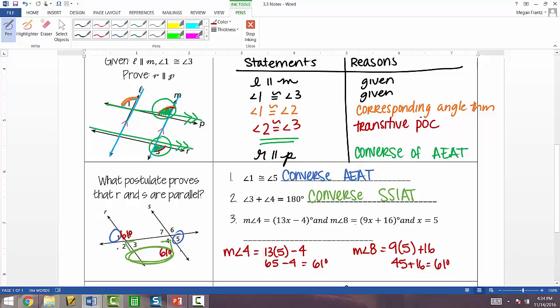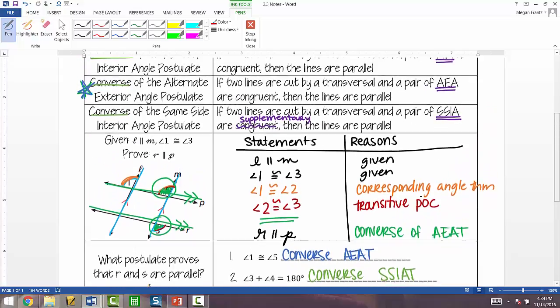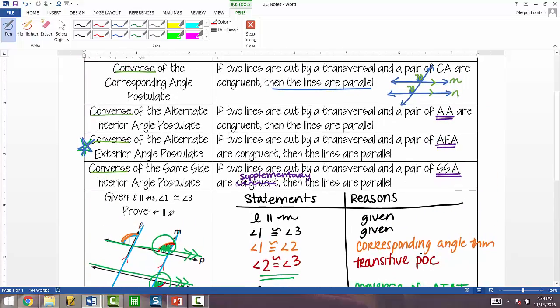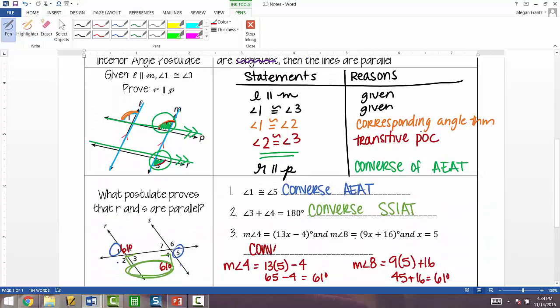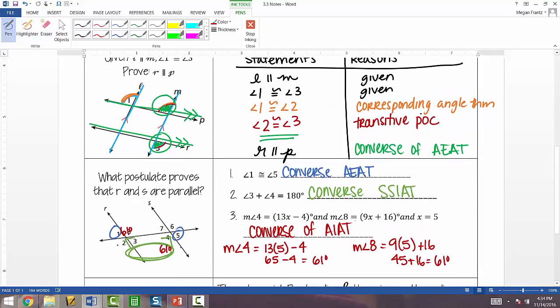So if we look, angle 4 and angle 8 are alternate interior angles. So this postulate up here says if two lines are cut by a transversal, which we have, and a pair of alternate interior angles are congruent, they're both 61 degrees, then the lines have to be parallel. So for this one, it's going to be the converse of alternate interior angle theorem. So for all of these, anytime you're proving lines are parallel, you have to use the converse of the theorem, which says if angles are equal, then lines are parallel.